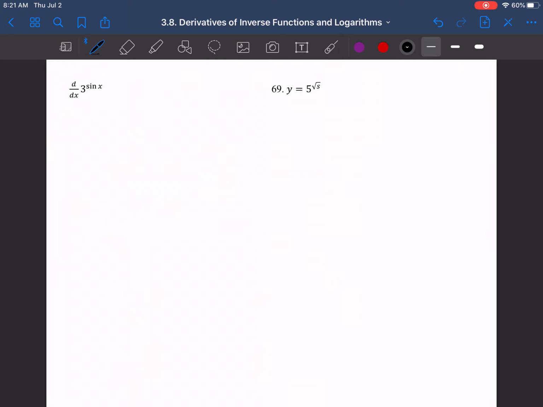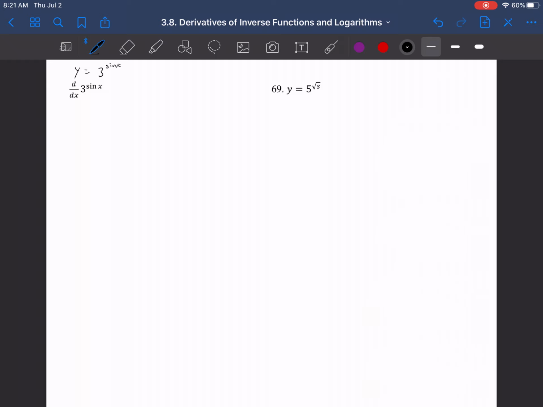We have these two here left to try. Note that this is 3 to the sine x power. It's not 3 times sine x. And so take note that what this means is essentially, sorry, I should write this here. What you're doing is that you're letting y equal 3 to the sine of x right there, and you're taking the derivative of that then. Okay, so you want dy dx there at the end.